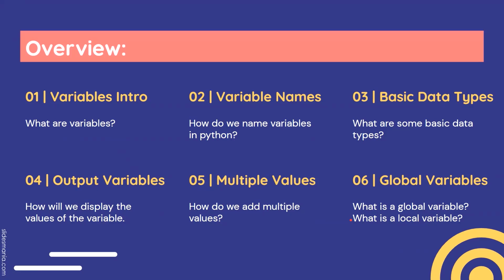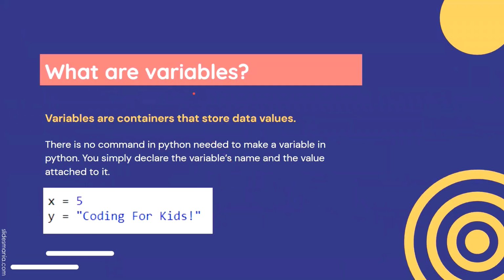So let's get started. Firstly, what are variables? Variables are containers that store data values. There is no command in Python needed to make a variable. You simply declare the variable name and then the value attached to it. So for example, you can see right here, I just have x equals 5. You don't need any command, you just put the name, equal to, and then the value. You can see I did the same here: I did y equals "Coding for Kids". Just notice the quotation marks, because we are going to be talking about that in a few minutes.